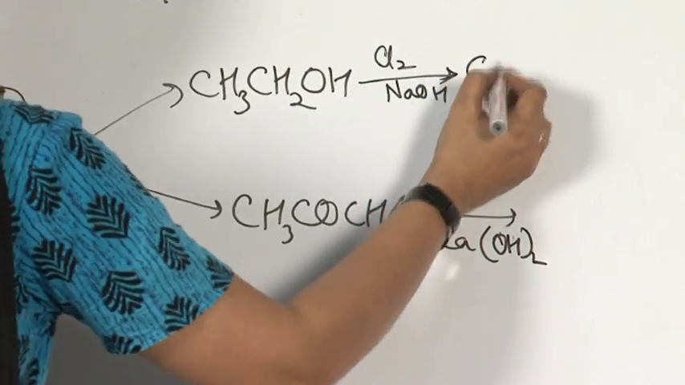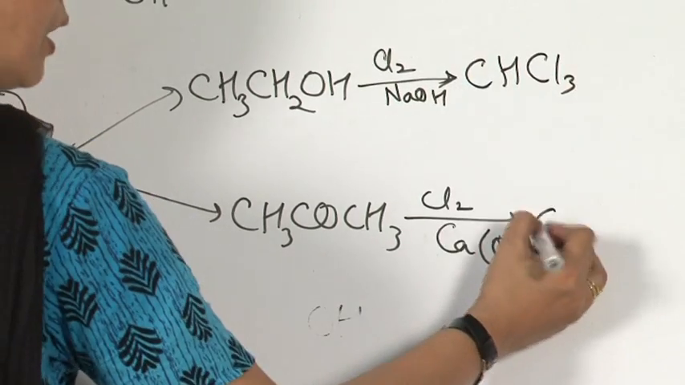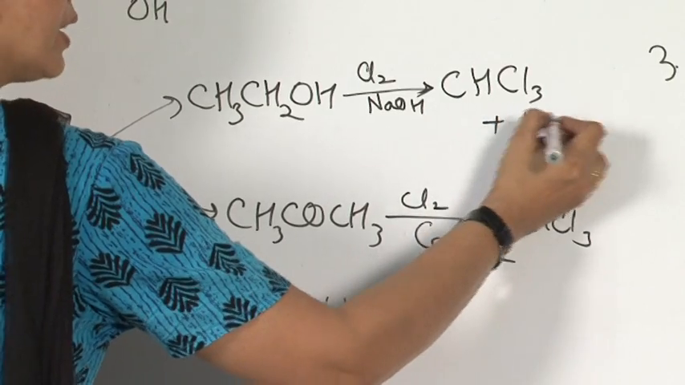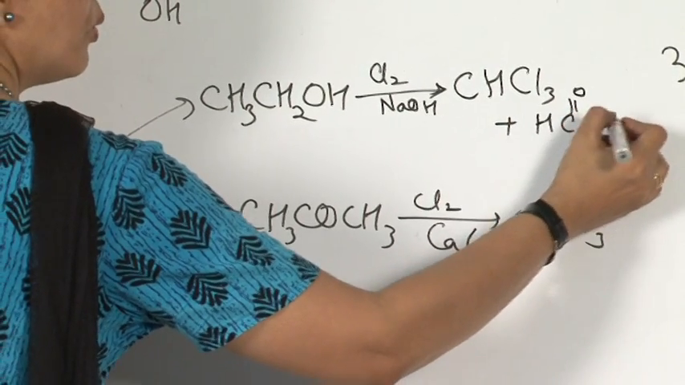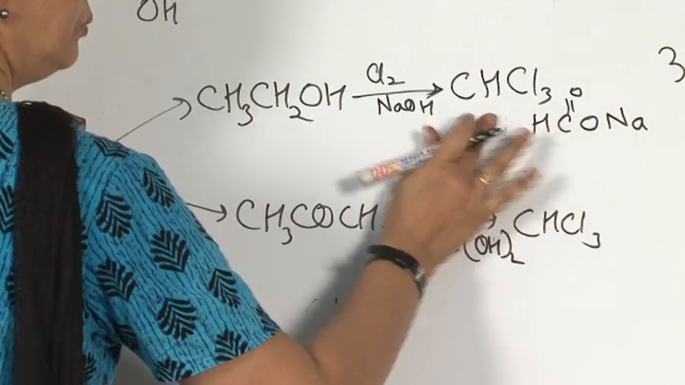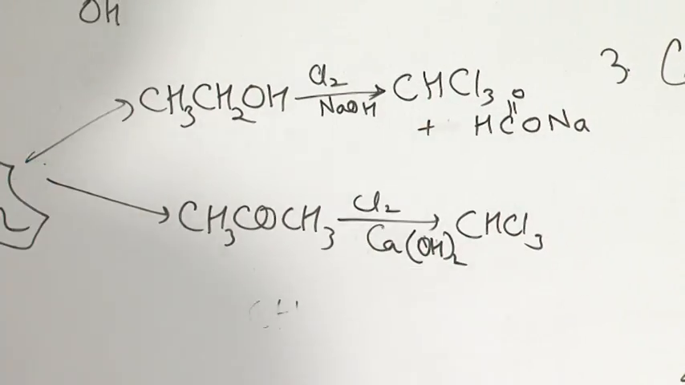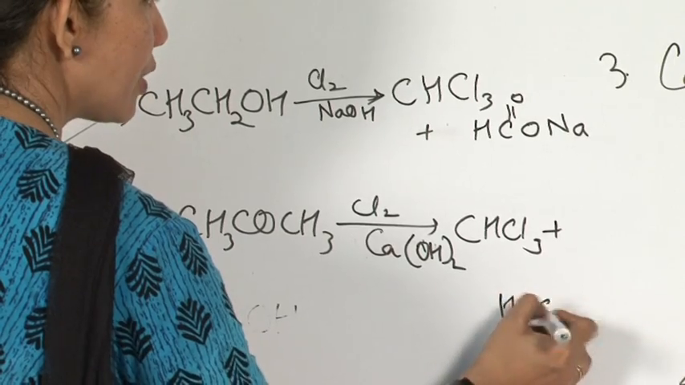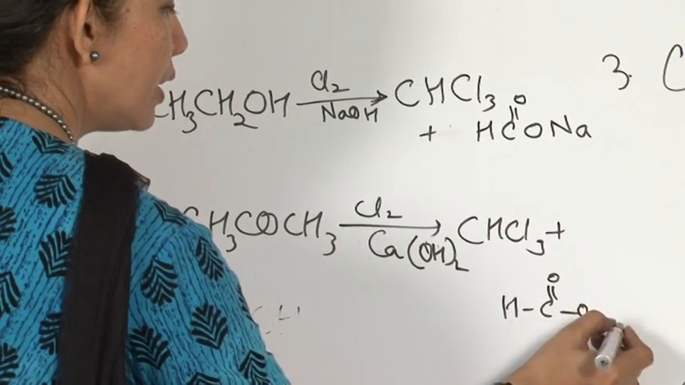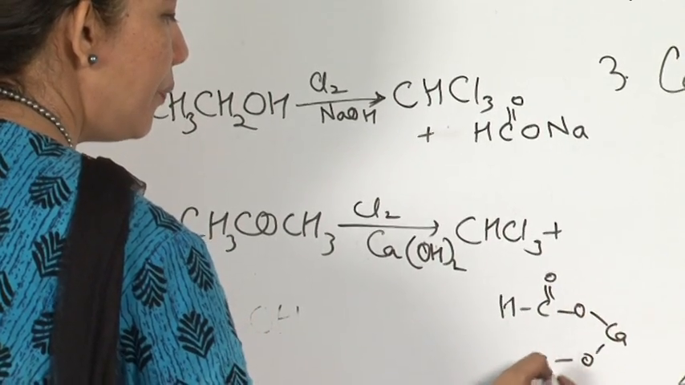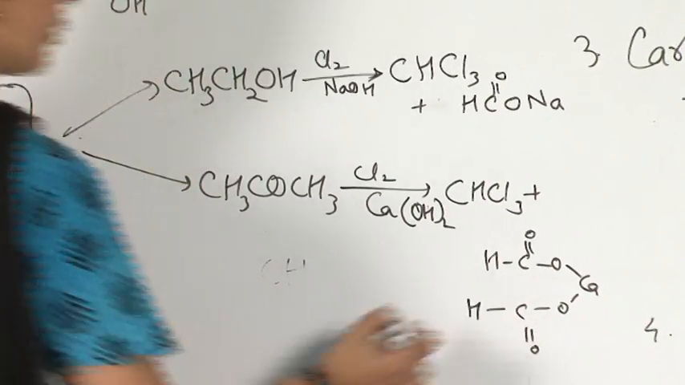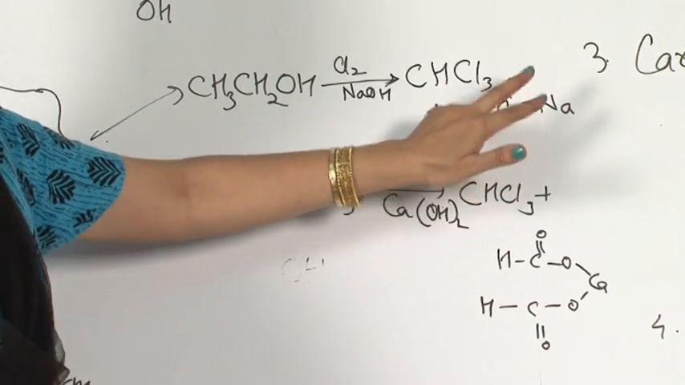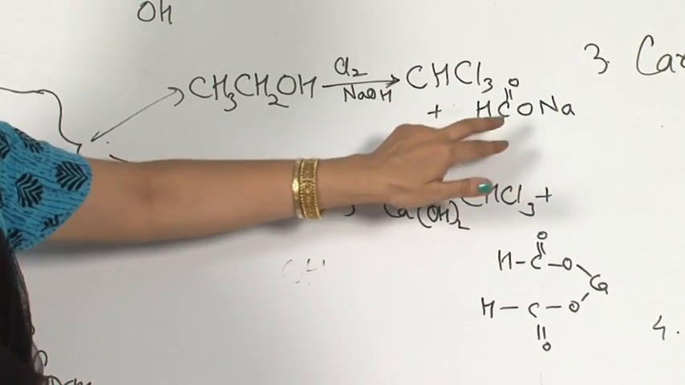and you are going to get the compound chloroform, and one of the byproducts here is HCOONa. In this case, you are going to get the compound (HCOO)2Ca. Here you are going to get the calcium salt of an acid. In this case, you are going to get the sodium salt of an acid.